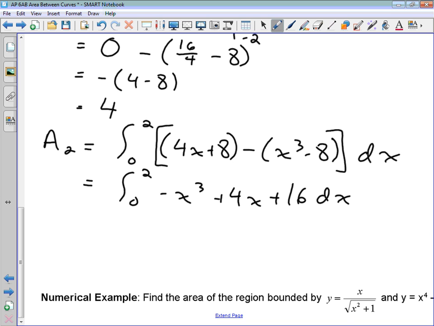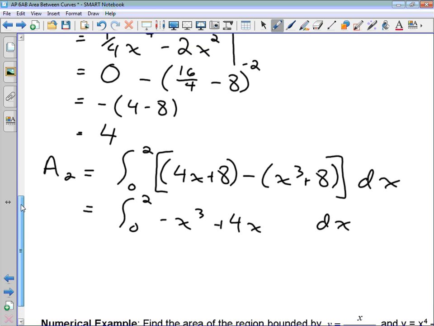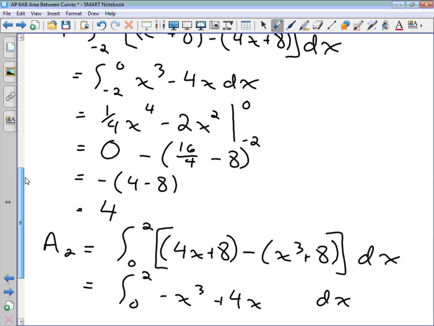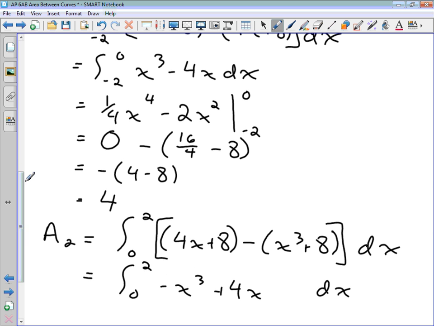Yeah, that's why it's not working out. So that should be a plus. So these two things still cancel, right? So 4x, yeah, that goes and that goes. So we get this integral. Right. So what we're getting, notice, is the opposite of the integral that we had before.